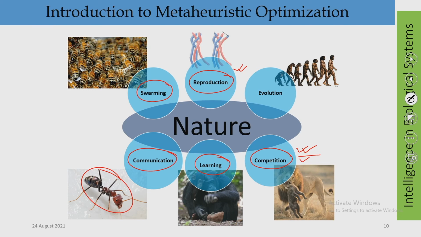By looking at these natural processes, many researchers have proposed optimization methods. We call it meta-heuristic optimization method. I will explain why it is called meta-heuristic optimization. They have given different meta-heuristic optimization methods for solving optimization problems.